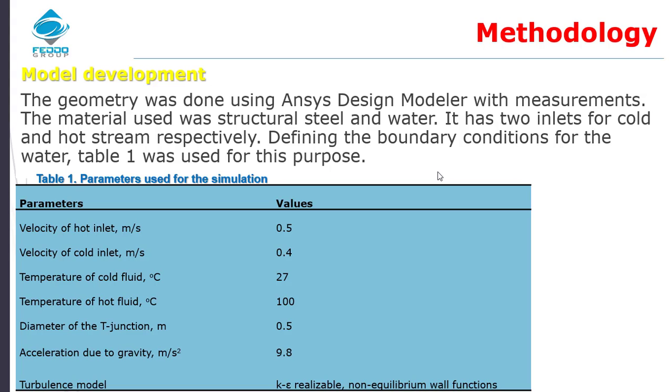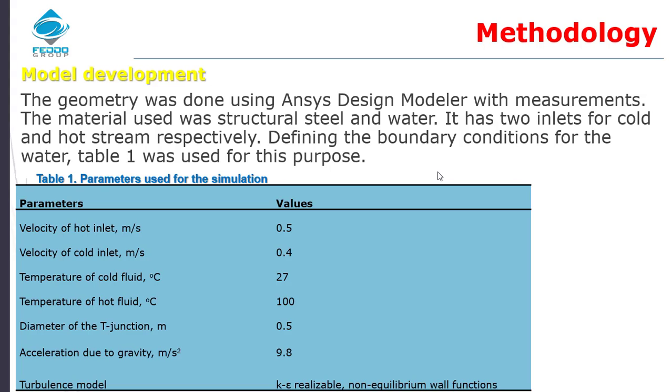So now defining the boundary conditions for this. We have the table here that represents the parameters that were used for the simulation. We have the velocity of the hot inlet to be 0.5 meter per second. We have the velocity of the cold inlet to be 0.4. So you can see there is a reduction in the velocity from each side. So they didn't move at the same velocity. That's for a reason. Then we have the temperature of the cold fluid at 27 degrees Celsius, and the temperature of the hot fluid at 100 degrees Celsius. So these are just ideal situations that we try to set here just to see what we could have from the simulation. Then we have the diameter of the T junction pipe to be 0.5. Then we set the acceleration due to gravity to be 9.8.